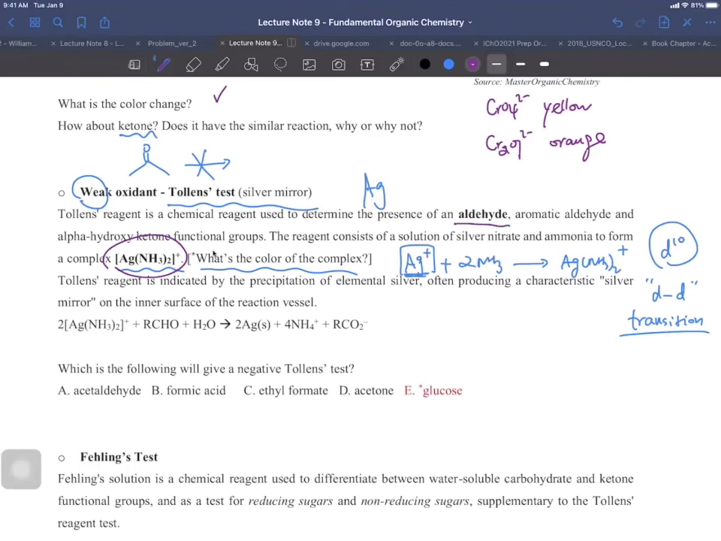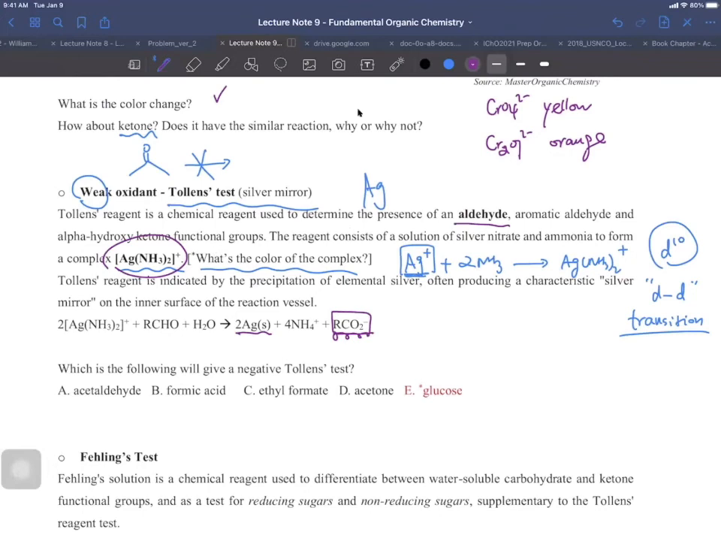The aldehyde is oxidized into the acid, but since the complex, the Tollens reagent, is basic, the acid will exist in the form of the conjugate base. And the +1 silver is reduced into the 0 silver, the silver metal, and then the silver metal will deposit on the surface. So this is why it's called the silver mirror test. Obviously the +1 silver, especially in the complexed form, is a pretty weak oxidant.